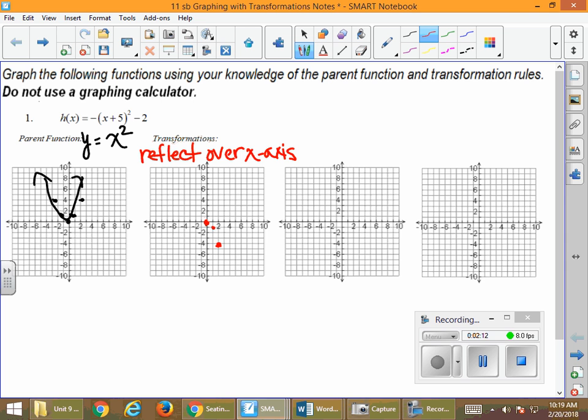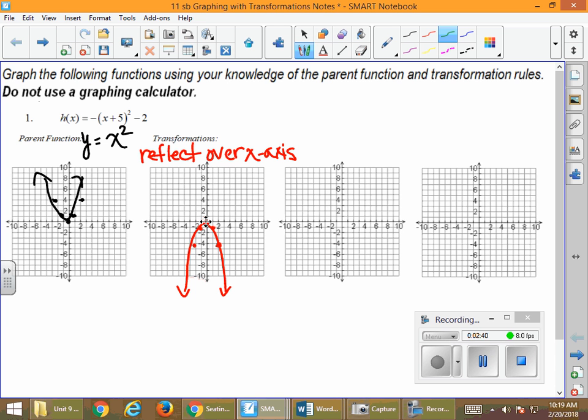And the nice part about these is that the other side is a mirror image. 1 space to the left and 1 down. 2 spaces to the left and 4 down. And do the best you can to make it not pointed because it isn't. There's our first transformation.